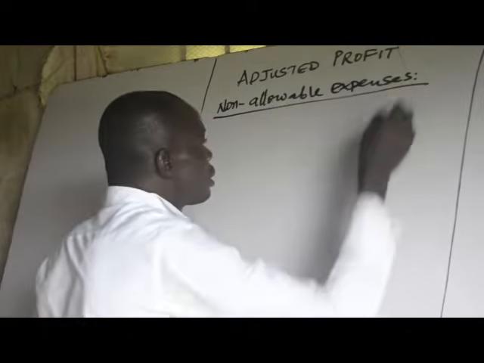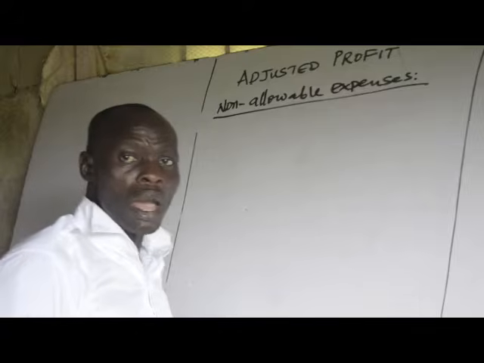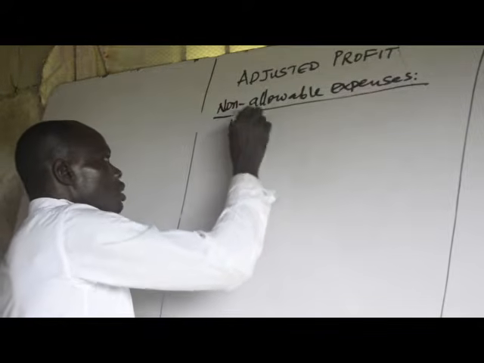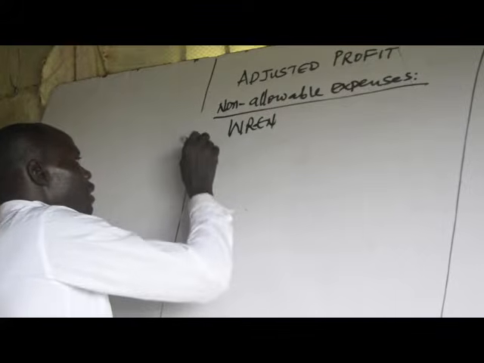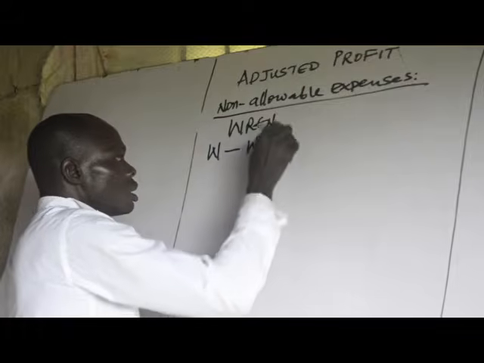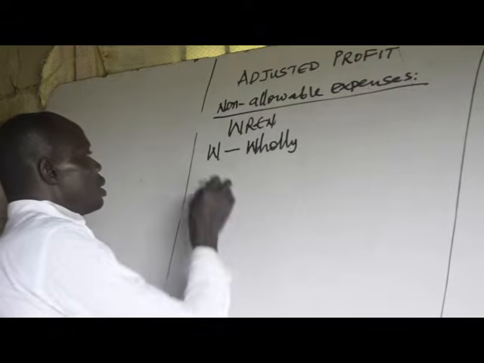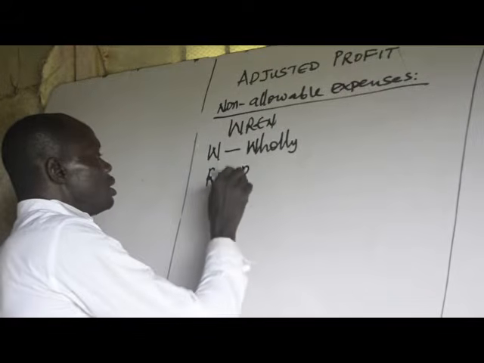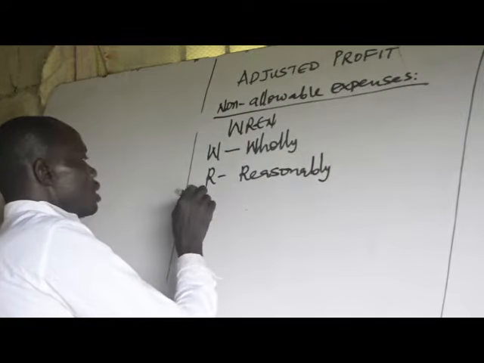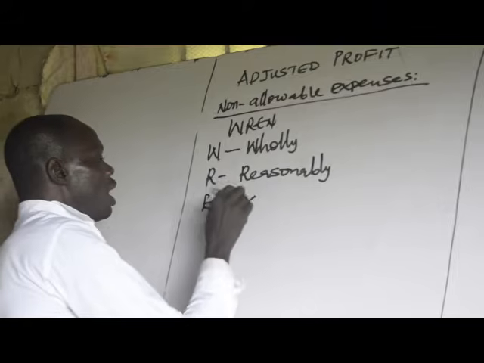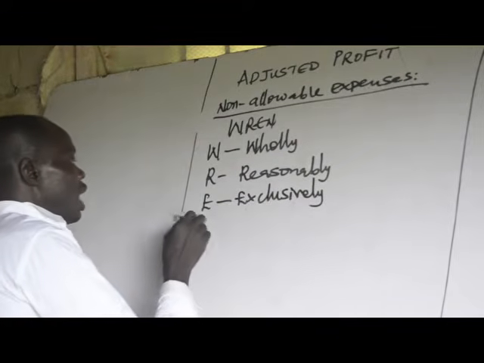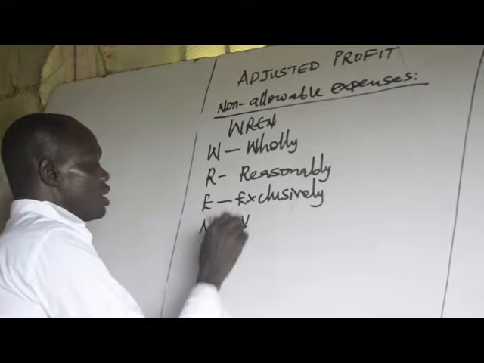I want you to know that for expenses to be allowable for tax purpose, it has to obey the WREN principle. The first W stands for wholly. R stands for reasonably. E stands for exclusively. And N stands for necessarily.